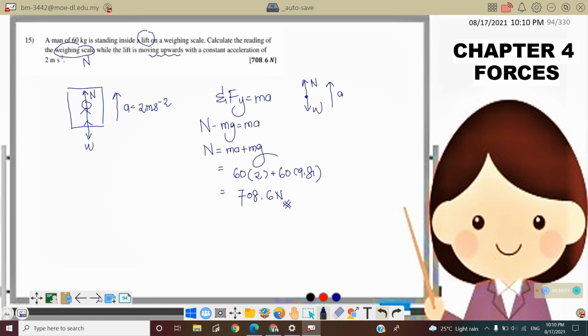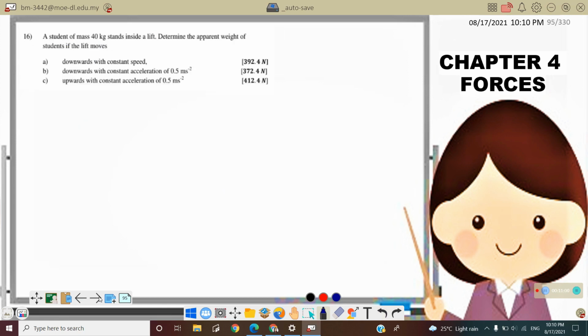Okay, next one, the last question number 16, where a 40 kg student stands inside a lift. Again, this is a lift. Determine the apparent weight of the student if the lift is moved. The apparent weight is also referring to the normal force. For the first case A, the lift is moved downward with constant speed. Okay, constant speed, they give you the information: V constant, a is equal to 0.